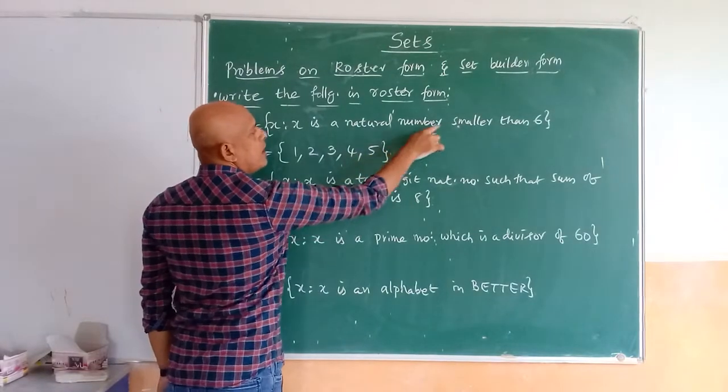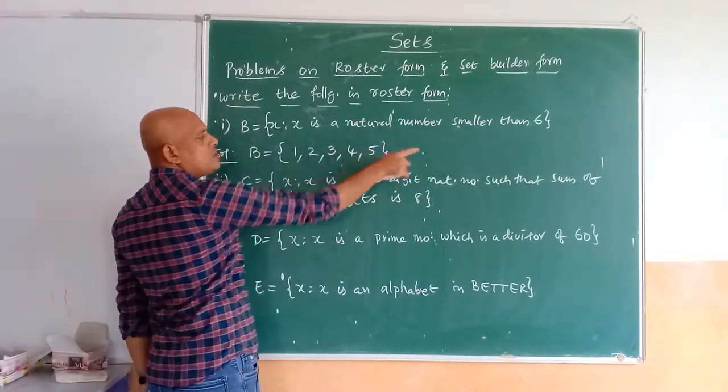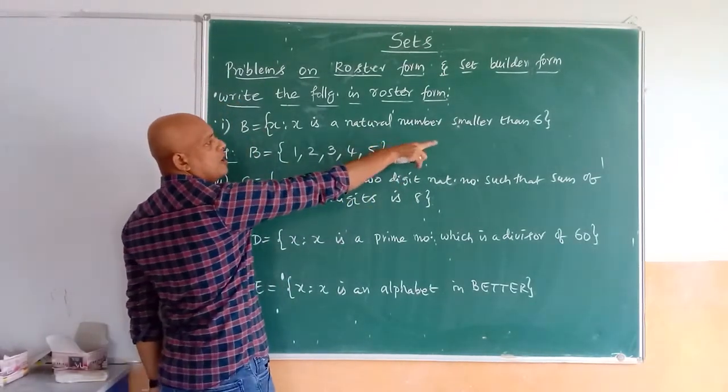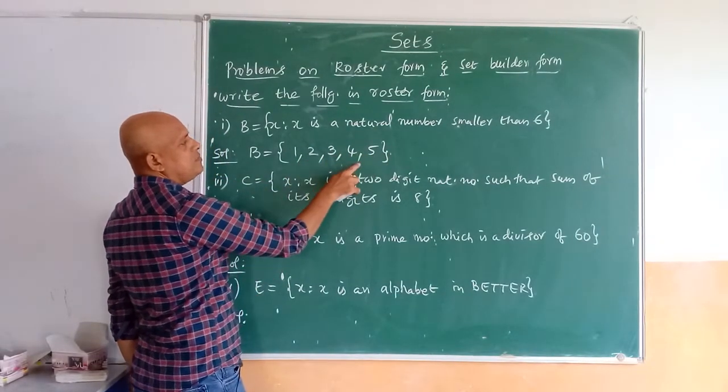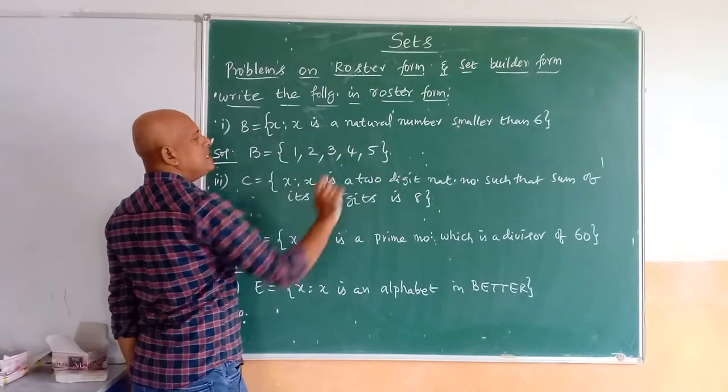So here, smaller than 6. If it is equal to 6, it means up to 6 we have to write. Now smaller than 6 means 1, 2, 3, 4, 5. These are the natural numbers which are less than 6.